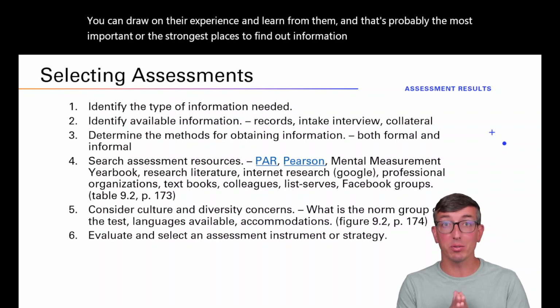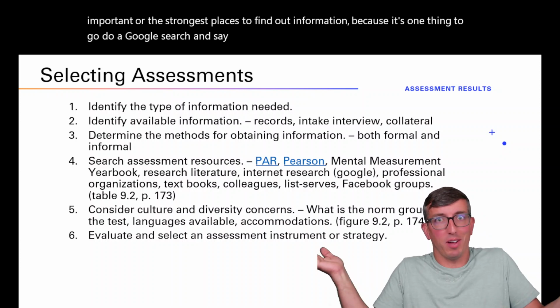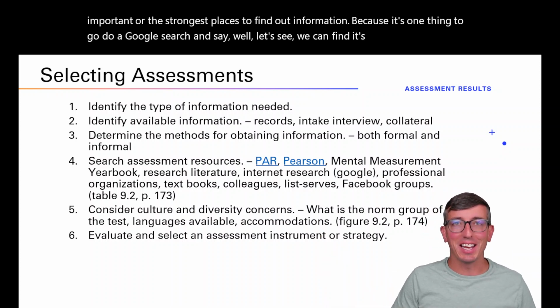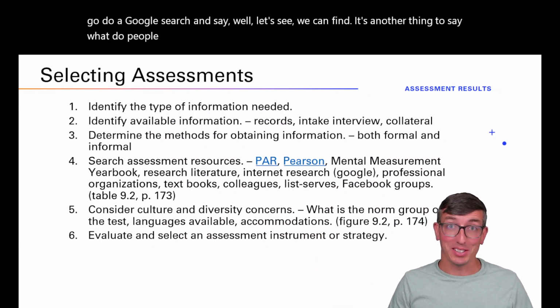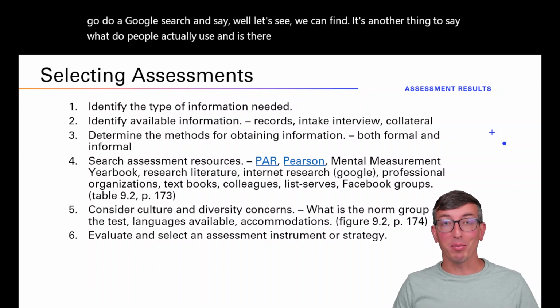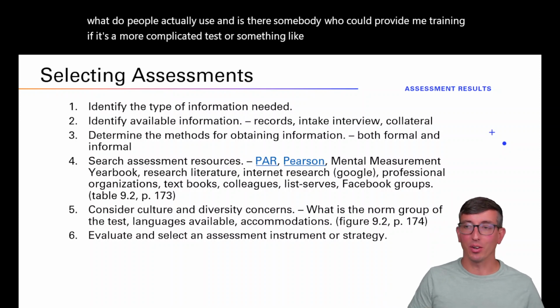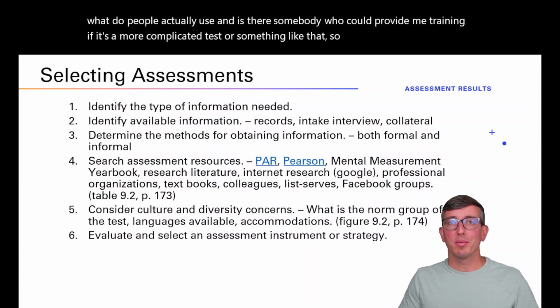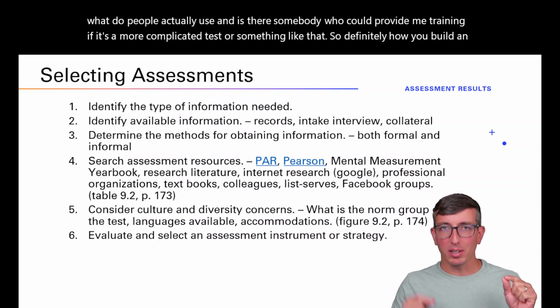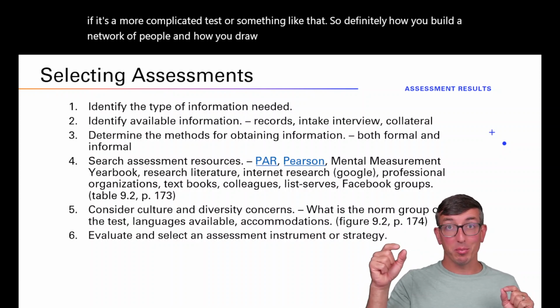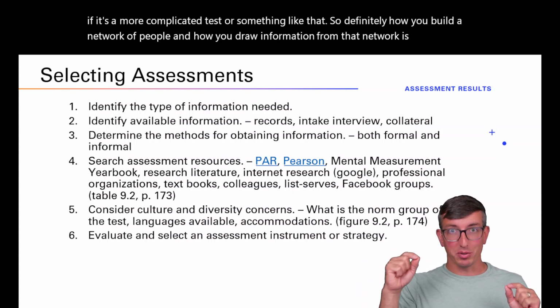Because it's one thing to do a Google search and say, let's see what we can find. It's another thing to say, what do people actually use? And is there somebody who could provide me training if it's a more complicated test or something like that? So how you build a network of people and how you draw information from that network is going to be your most important asset.